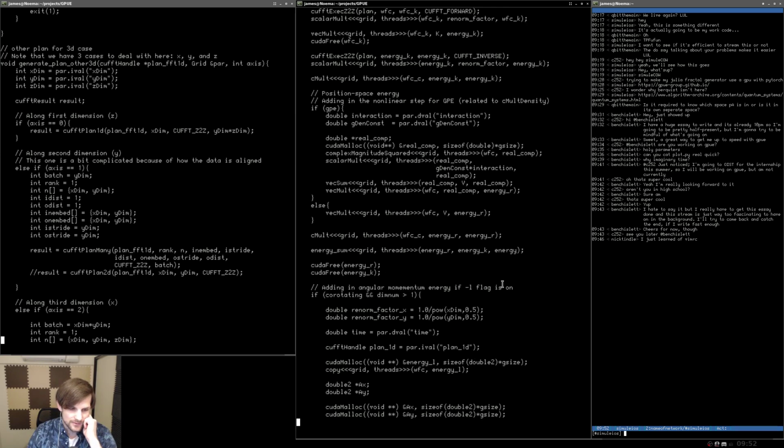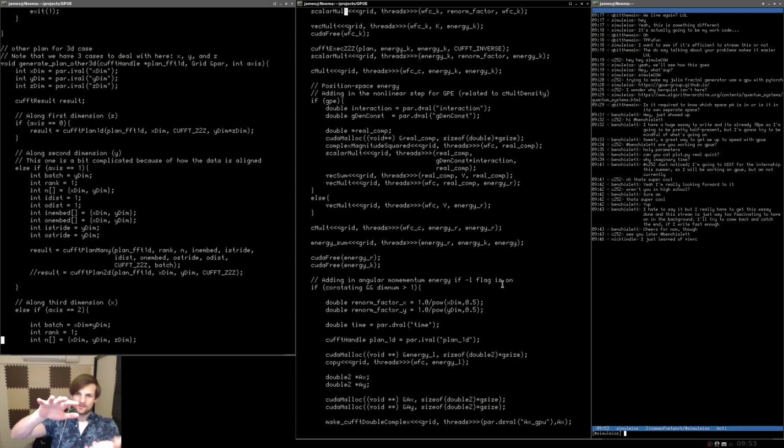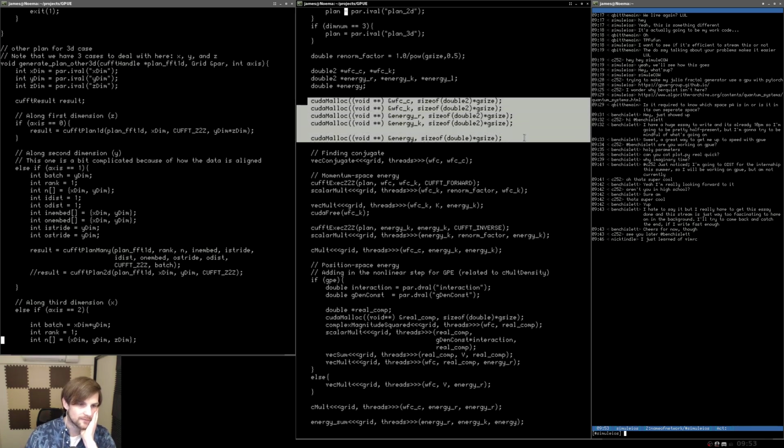Now the reason I did this is because of the following. I'm doing an intermittent sum. I'm not summing them all at the end. I'm summing them in the middle. And the reason I'm summing them in the middle of the function here is because if you saw here, we malloced 5 different arrays on the GPU. This is actually kind of a problem.